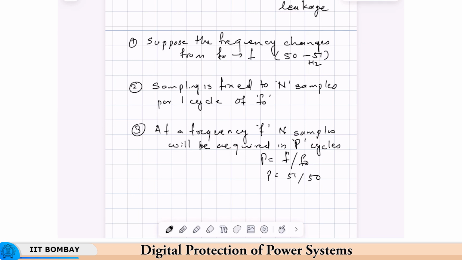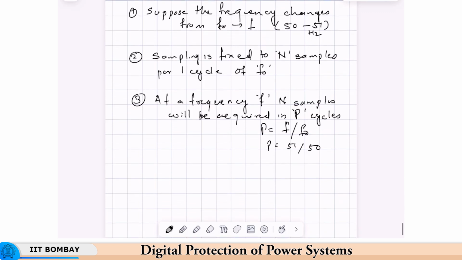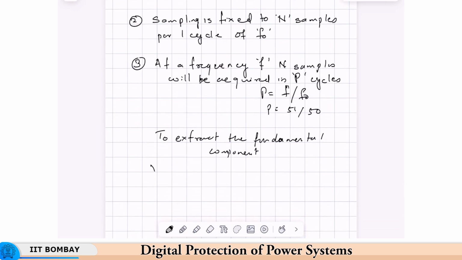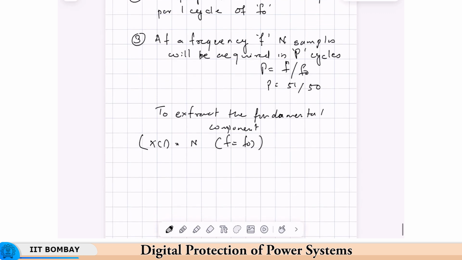Okay. Now, to extract the phasor or the fundamental component, we will see what happens. Earlier, for f equal to f naught, we got X of 1 equal to N. Okay, this was earlier. Now, we have f not equal to f naught.